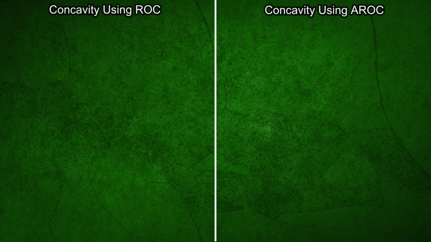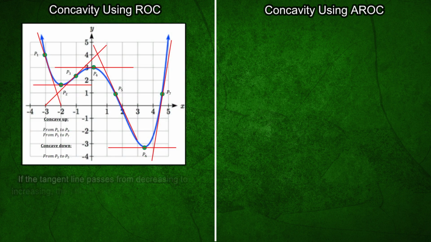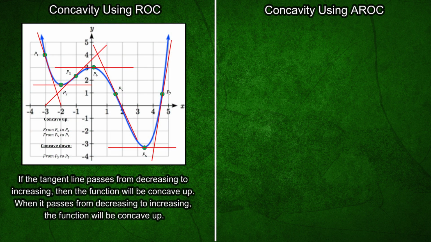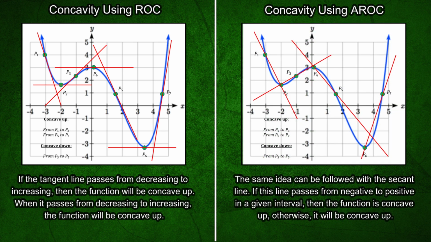And another concept that we can relate with the rate of change and average rate of change is the concept of concavity. Now, we say that a function is concave up in a given interval if the rate of change of that function is always increasing in that interval. If the rate of change, meaning the tangent line, is decreasing in that interval, then the function is concave down.